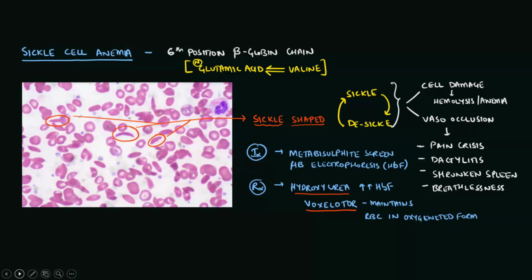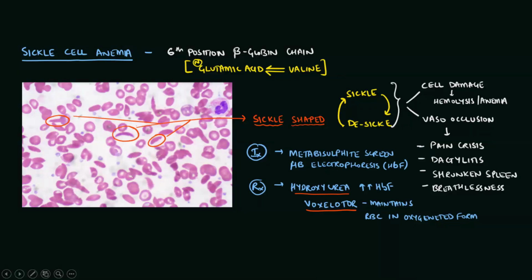This sickling happens whenever there is a deoxygenated state in the blood. Due to this, there are two outcomes. One, there is cell damage, and the other is vaso-occlusive symptoms. As you all know, cell damage leads to hemolysis and hence anemia. Due to vaso-occlusion, we see symptoms like pain crisis, dactylitis, shrunken spleen, and shortness of breath.